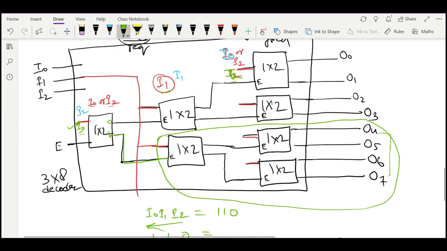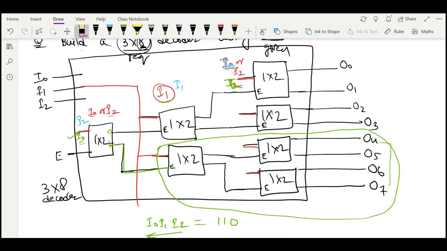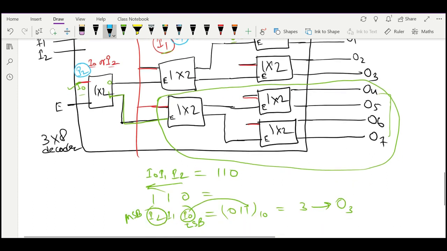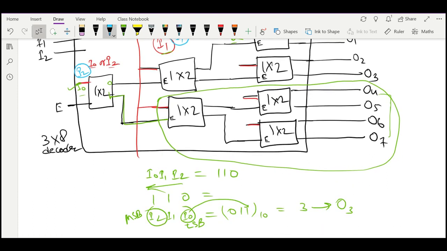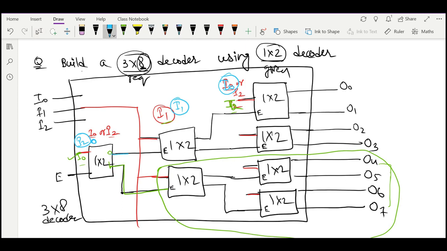Okay, now let's assume the same thing with the blue ones. So we are assuming this is I2, this is I1 and this is I0. What will happen in the same manner? I0 in this case will be 1, I1 will be 1, I2 will be 0. So here what will we give? Here we will give 0. So it will activate this line.